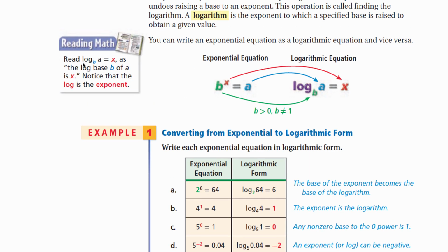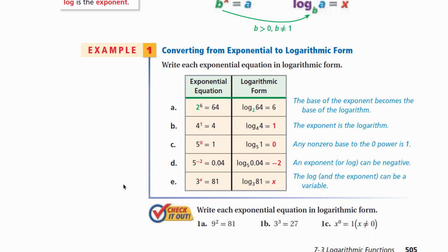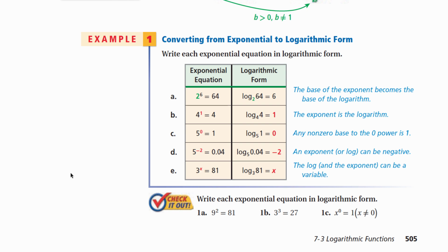Reading math. Read log base b of a equals x as "the log base b of a is x." Notice that the log is the exponent. Example 1. Converting from exponential to logarithmic form. So, I've got 2 to the 6 equals 64. Let's convert that to logarithmic form. I now have log base 2 of 64 equals 6.